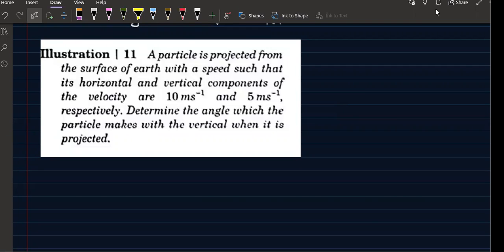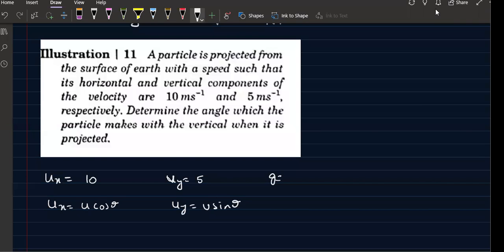So what is given? First of all, write out the information. A particle is projected from the surface of Earth, with speed such that horizontal and vertical components of velocity are 10 meter per second, 5 meter per second. So ux is given as 10 and uy is given as 5, as simple as that. You have to find theta. We know ux is equal to u cos theta and uy is equal to u sin theta. So uy by ux is always tan theta, which is equal to 1 by 2.